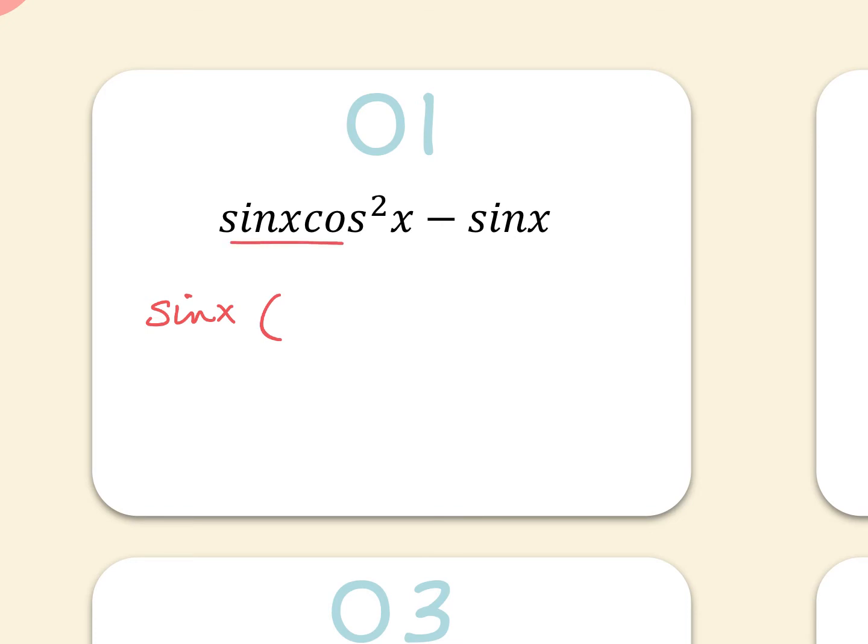I'm going to divide both of my terms by sine x. And then the answer to the division goes in the parentheses. So after I divide this one, I'm left with just cosine squared x. And then when I divide this one, I'm just left with 1, because anything divided by itself is 1. Now, you're thinking, well, why did you bother doing that? It looks like you just made it worse.